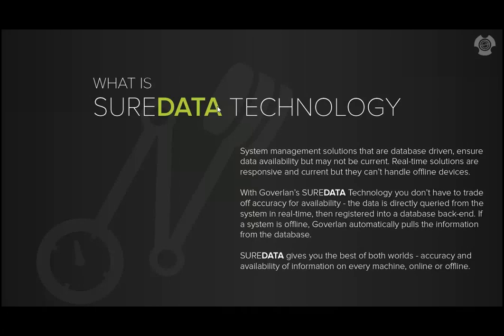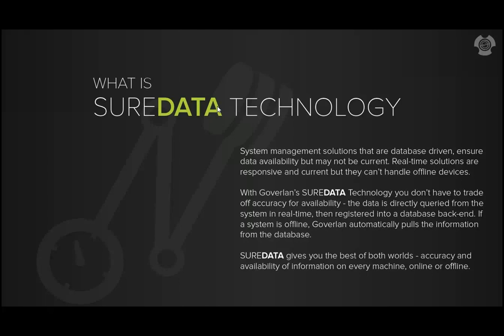This is in comparison to some of the larger systems like SCCM that only rely on a database for their source of information. In the larger systems, the machines pull into the database, they store their information there, and whenever you need to look at your reports or your configurations, you have to take a look at the database. Goverlan is a real-time management system. So what we do first is we try to capture the information from the machine when it's live. When a machine is online, we retrieve the information directly from it so that you can get the most up-to-date information.